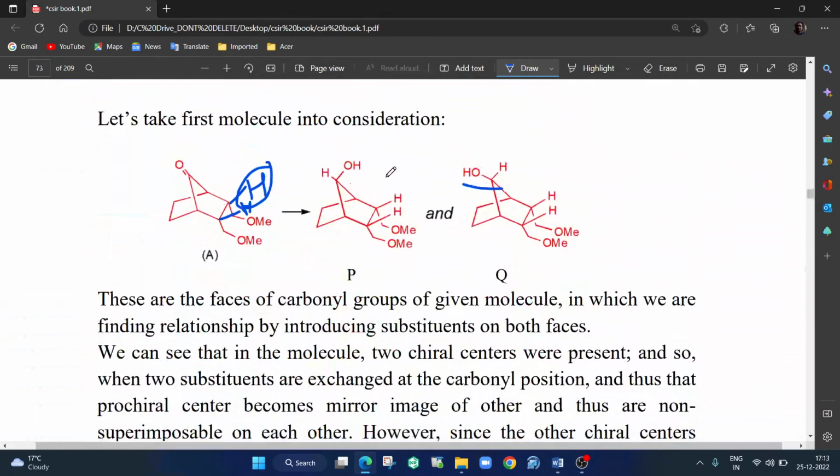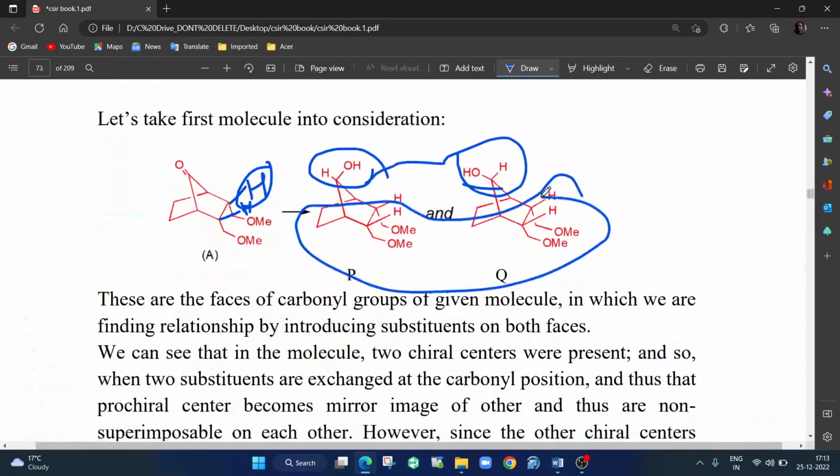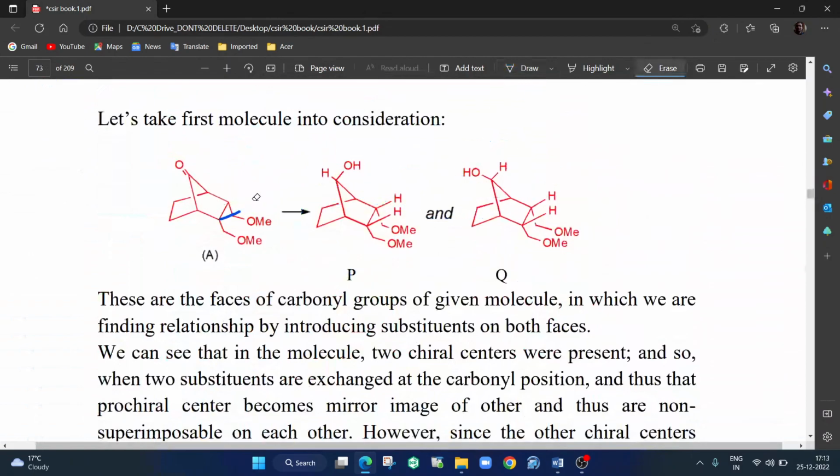Now when you are changing this, it creates a new chiral center, and these two will be kind of mirror images, and the rest of the part is identical. So overall the molecule is neither superimposable nor mirror images. That means these two hydrogens are diastopic in nature. Is it very clear? So that means the two faces of this C double bond O are diastopic in nature in molecule A.